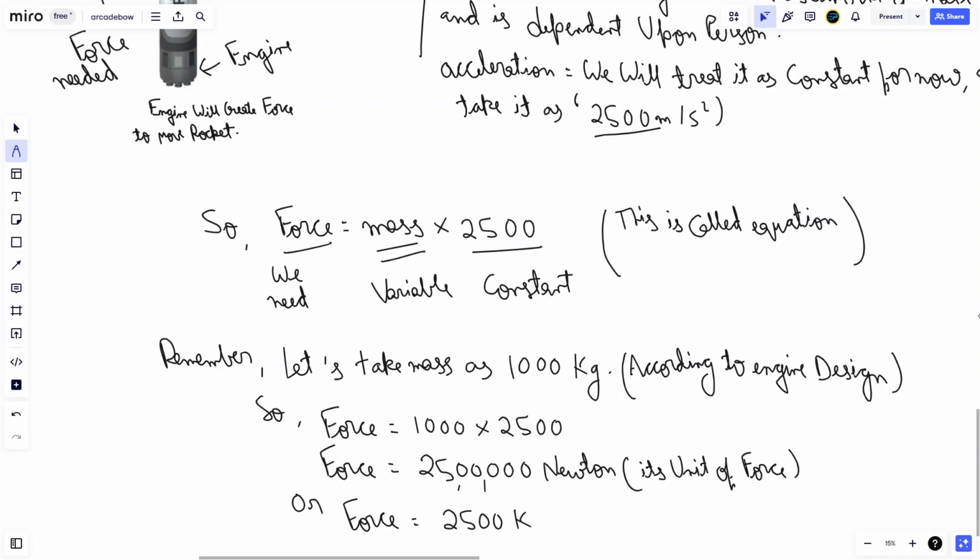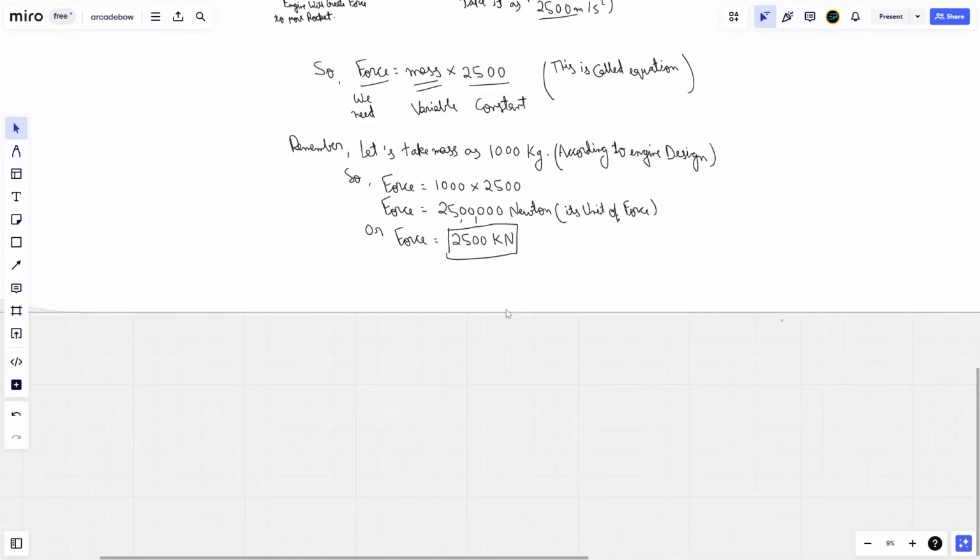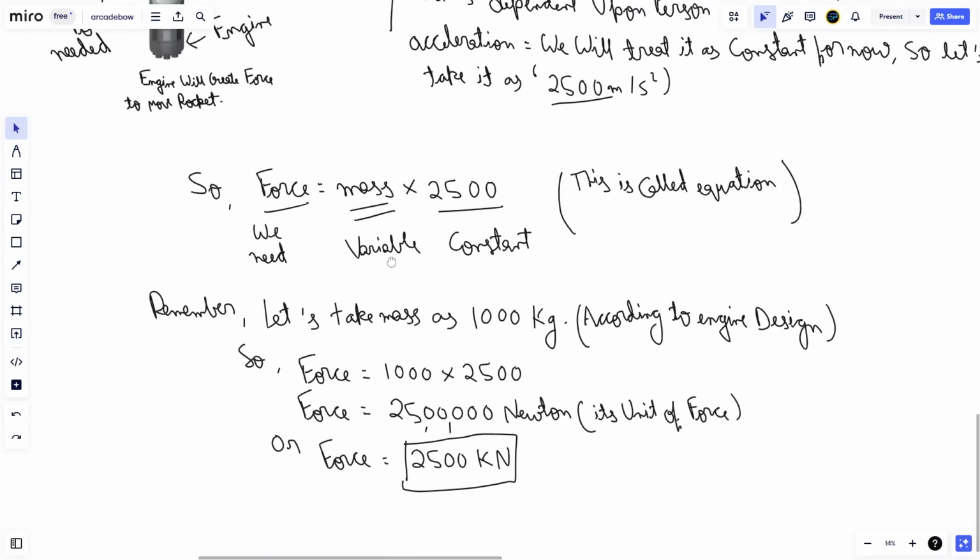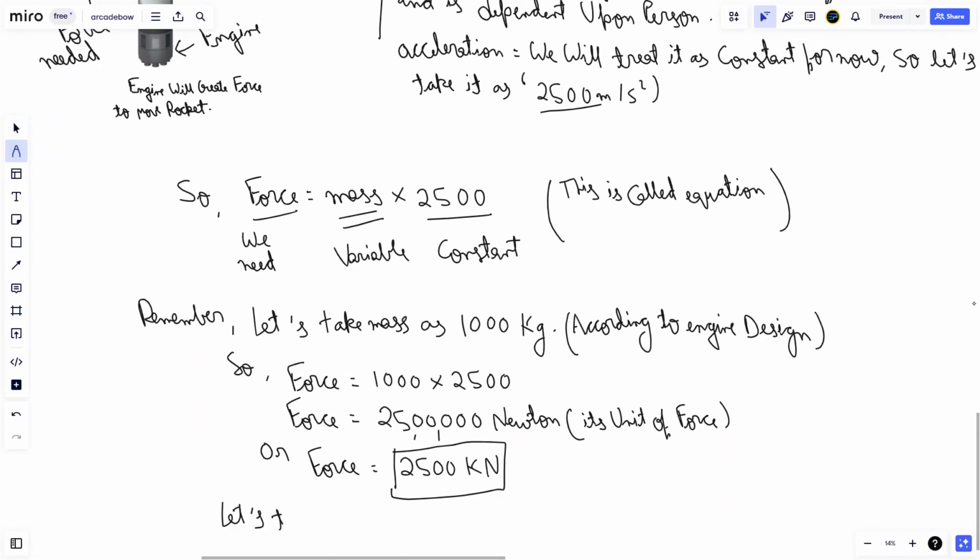for 1000 kilogram, you know that 1 kilo equals 1000 gram. So in this case we can simply write force equals 2500 kilonewton. Okay, so this is the force. Let's test this equation inside the game.